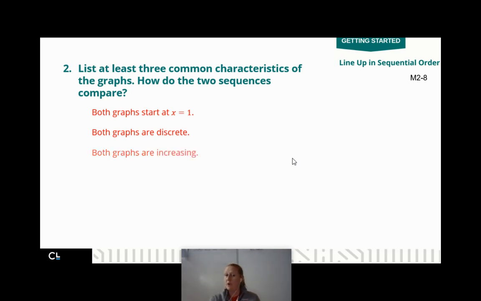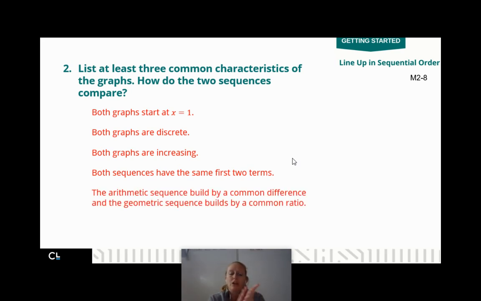I noticed both graphs are increasing, right? And I also noticed that both sequences have the same first 2 terms. Did you notice they both started with 3 and 6? But of course, our arithmetic sequence builds by common difference and the geometric sequence builds by common ratios. It's a little different, right? There's a difference between adding and multiplying.